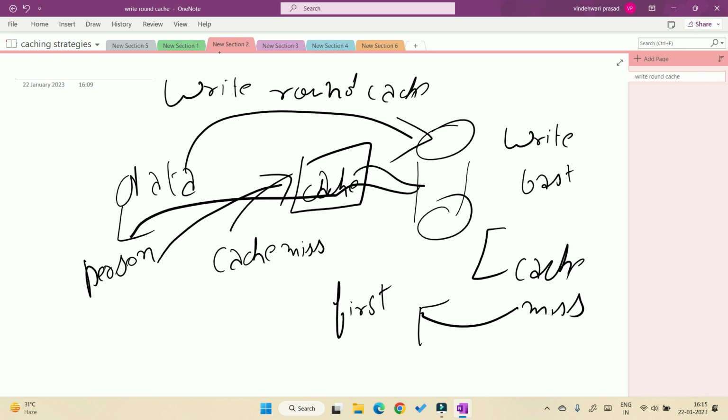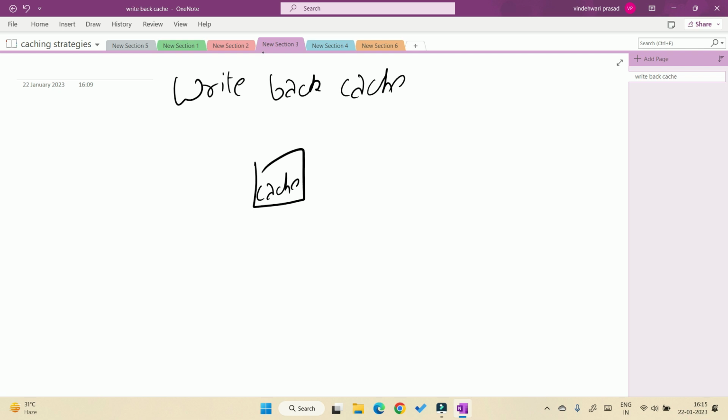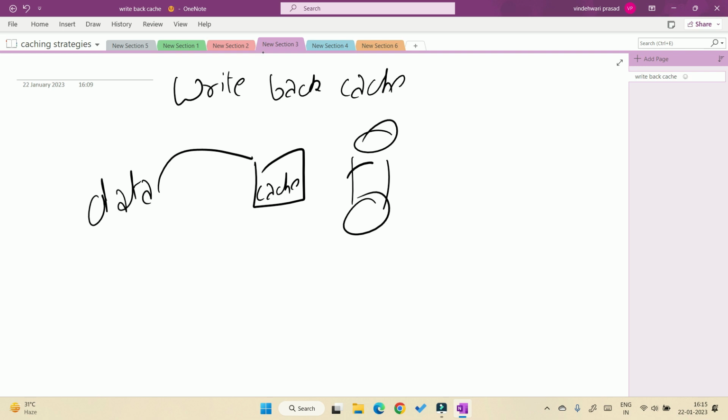Then there is a third approach, called write back cache. What happens here is that you have a cache memory and you have a database. Instead of writing data in the database, you write here in the cache, which later updates the database. So write becomes very fast. Why? Because writing to the cache is faster than writing to a database, and reads also become fast.